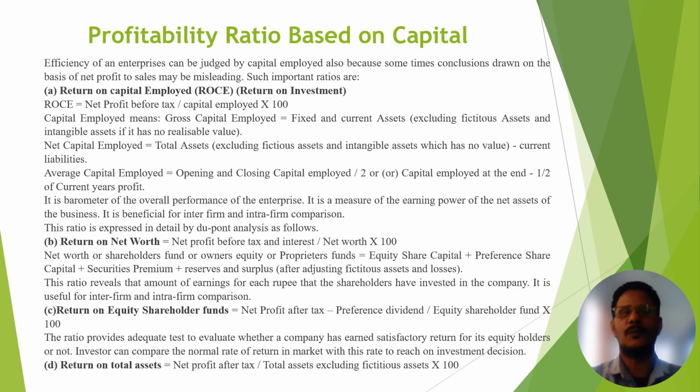For calculation of this, the formula is net profit before tax divided by capital employed multiply 100. Under this, capital employed means gross capital employed, which we can calculate as fixed assets plus current assets. If we calculate net capital employed, then it is total assets minus current liabilities. Through this we can calculate net capital employed. If we calculate average capital employed, the formula is opening and closing capital employed divided by 2. Through this we can calculate average capital employed.